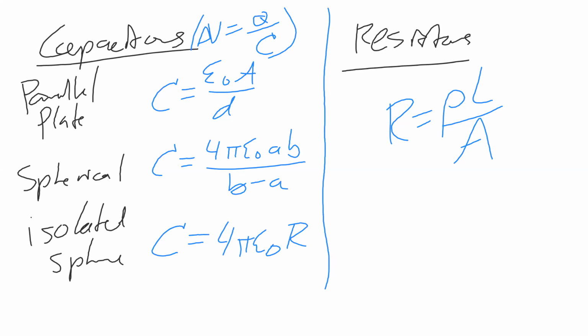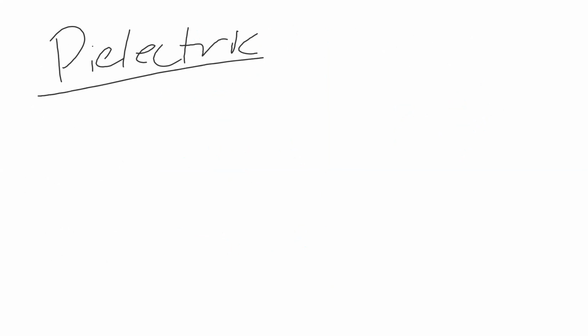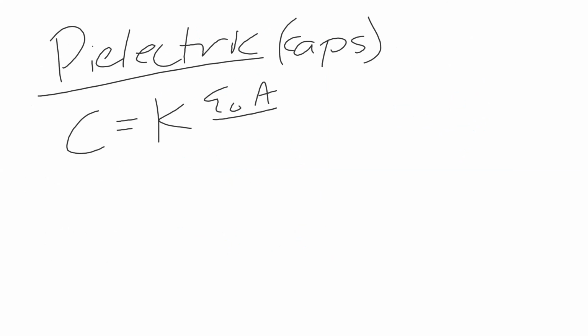Oh, one other thing that I wanted to mention is the dielectric. So let's just do one quick page on dielectrics. Dielectrics will come into play for capacitors. And the way it manifests is in three different equations. So we have that the capacitance is equal to kappa times epsilon naught A over D, where kappa is a dielectric constant.